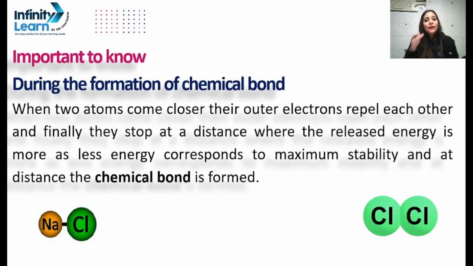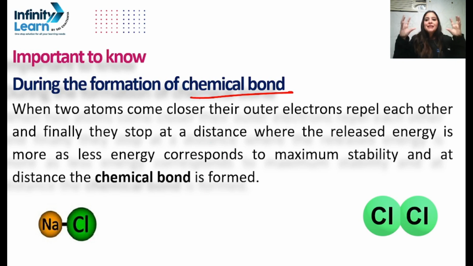But still we take the octet rule as a universal parameter of making a bond, that everything in the universe is looking for stability, and to achieve that octet, they tend to combine with some other atom. So it is important to know that whenever a chemical bond is formed, how it is formed.